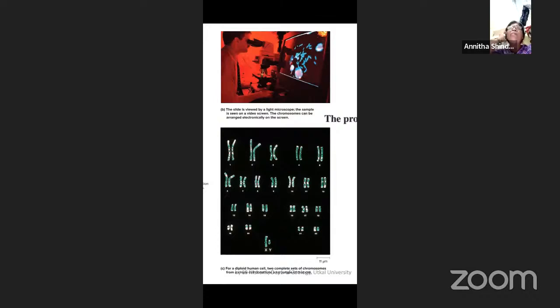Okay, so a karyotype will give you only an image. It will give a summary, whereas a karyogram will give you what? It will give you a clear-cut idea based on the size and all those things. Okay, this is the procedure you have to follow.